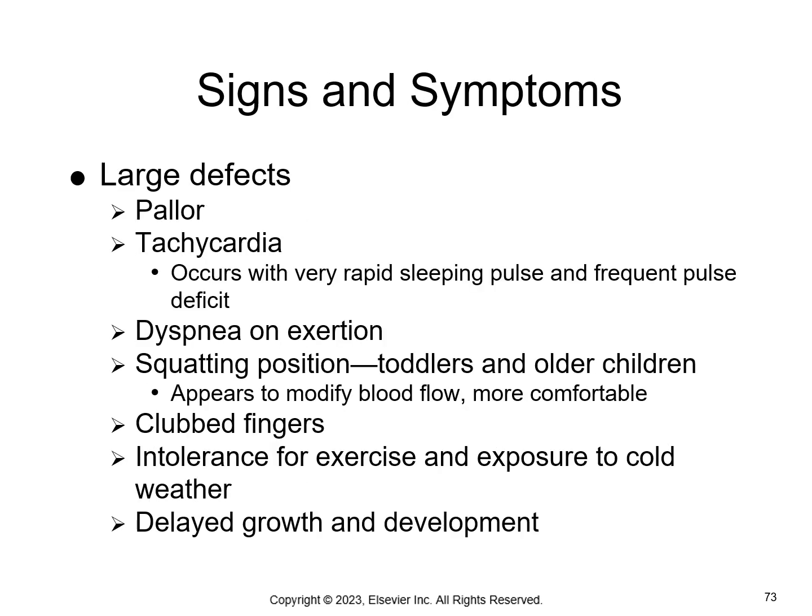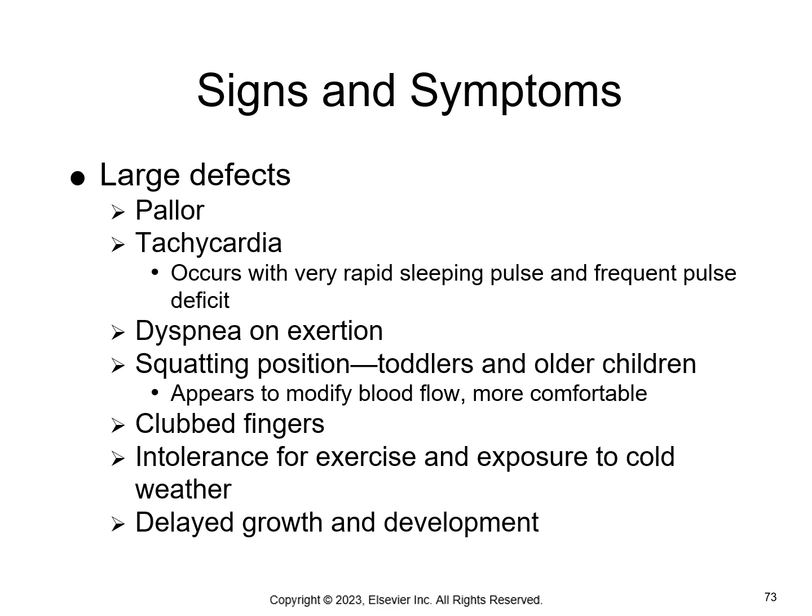Small defects are often asymptomatic other than the presence of a heart murmur. A large defect can lead to the following: pallor and cyanosis, tachycardia with a rapid sleeping pulse and frequently a pulse deficit, dyspnea or shortness of breath on exertion, and tachypnea, in which the signs of heart failure are often present.